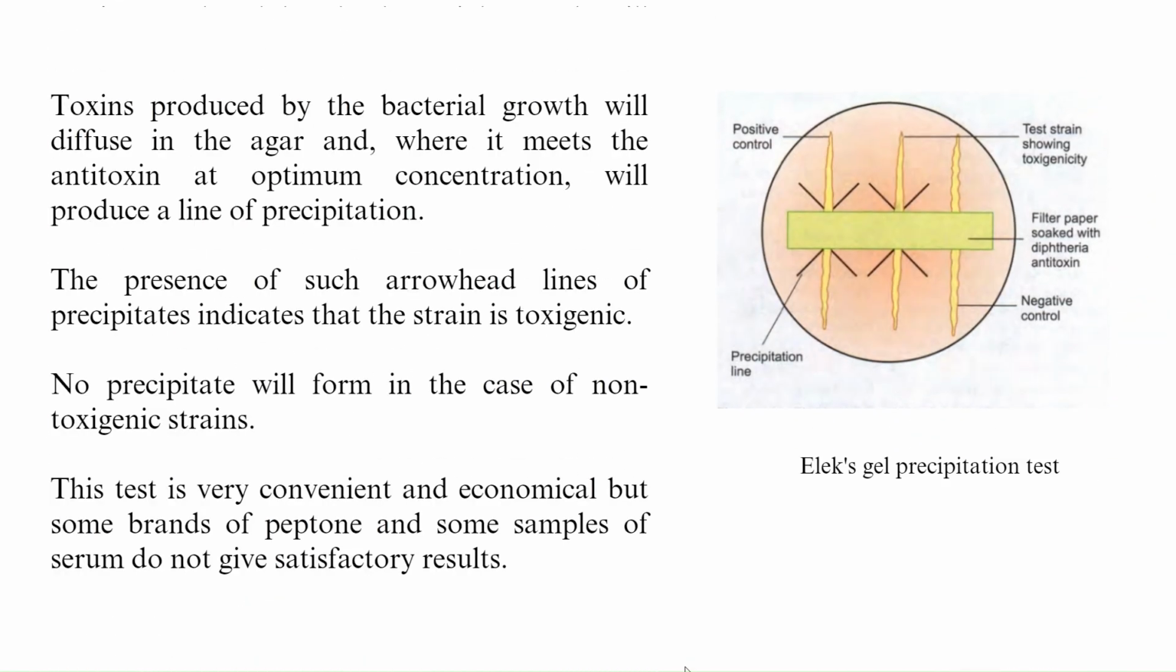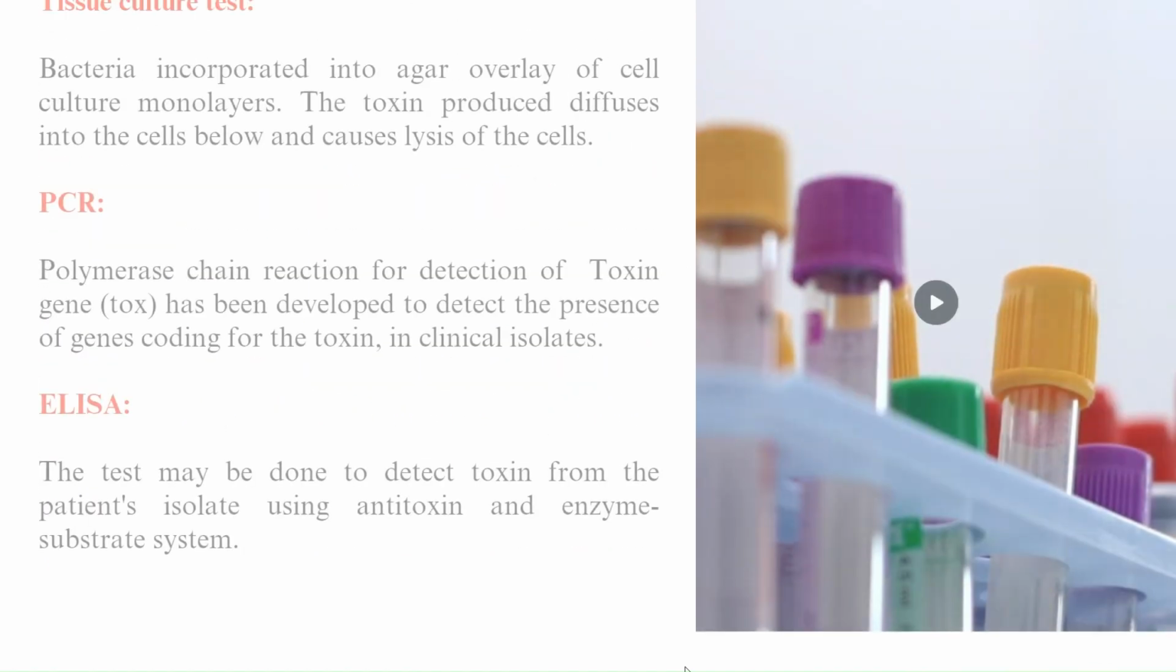Toxins produced by the bacterial growth will diffuse in the agar and, where they meet the antitoxin at optimum concentration, will produce a line of precipitation. The presence of such arrowhead lines of precipitate indicates that the strain is toxigenic. No precipitate will form in the case of non-toxigenic strains. This test is very convenient and economical, but some brands of peptone and some samples of serum do not give satisfactory results.